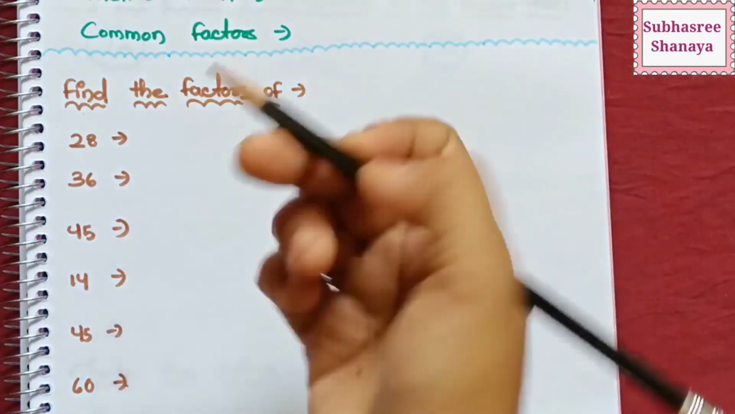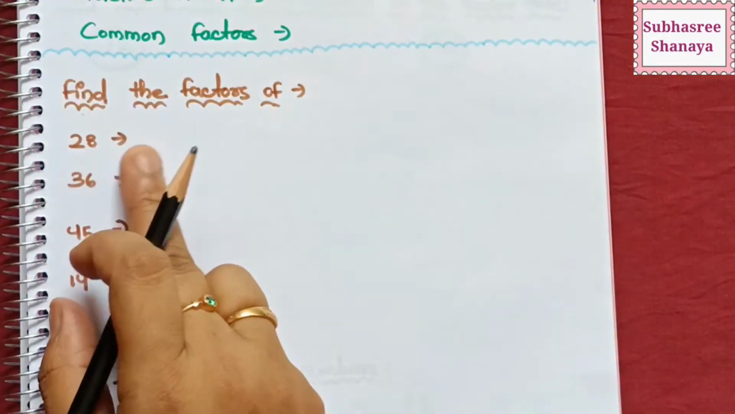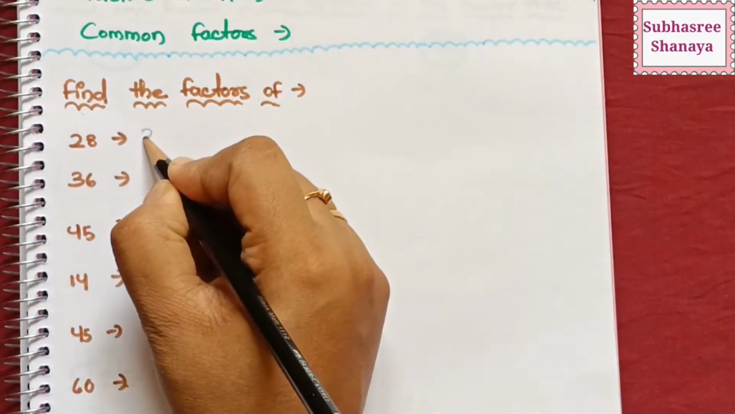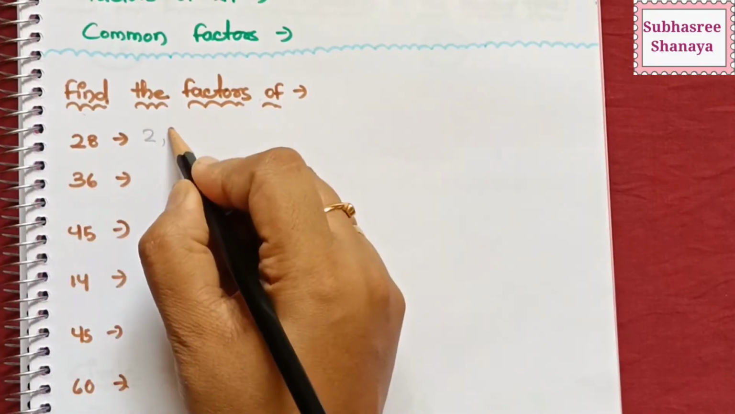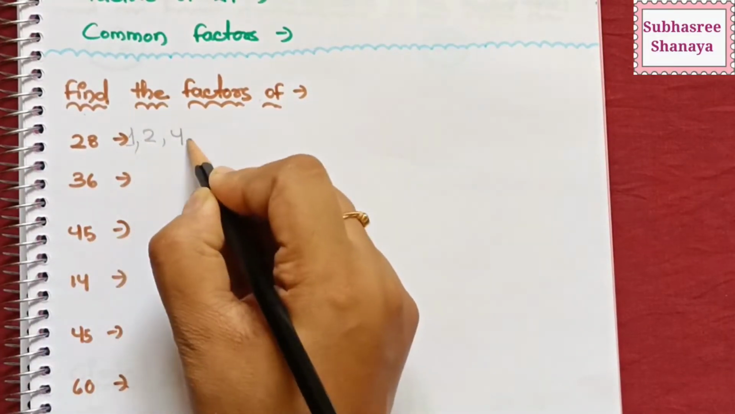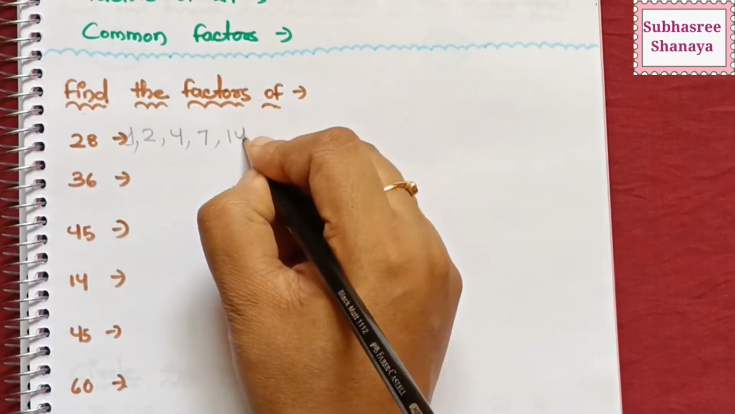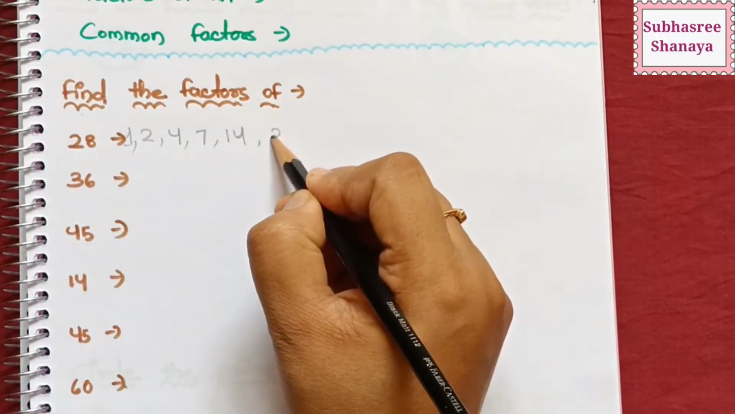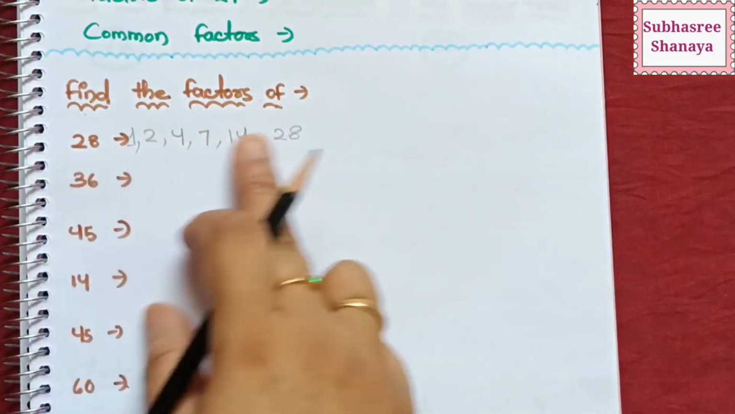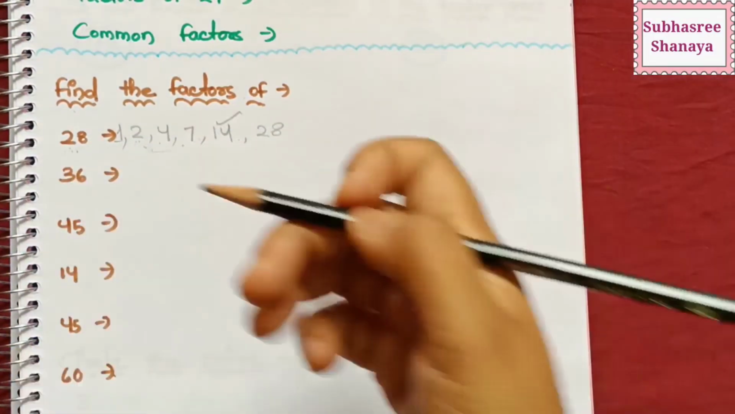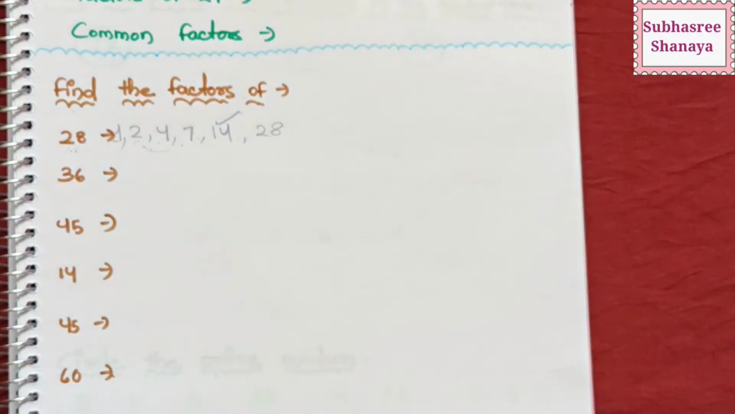Now I'll give one example. Suppose 28. So what are the factors of 28? 2 is a factor of 28. 4 is a factor. 1 is a factor of 28. 7 is a factor of 28. 14 is a factor of 28. Then 28 is a factor of 28. So we have to find out what the factors of the number are. This is how we have to find the factors of all the numbers.